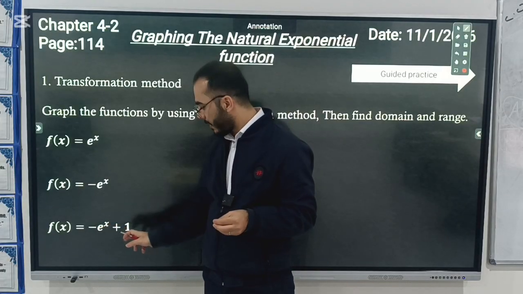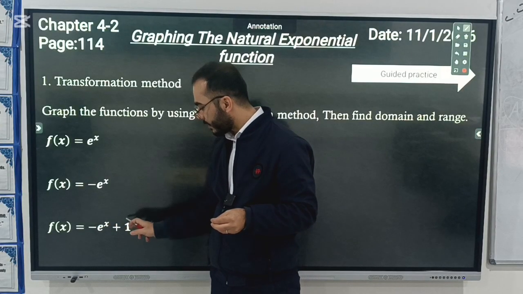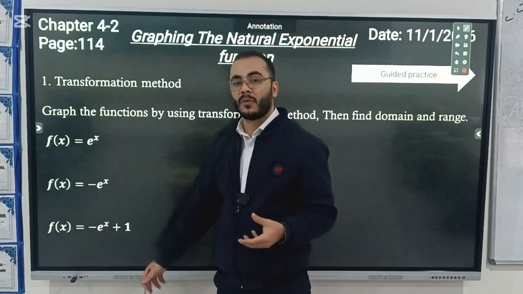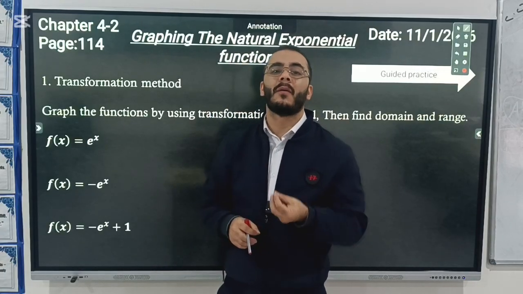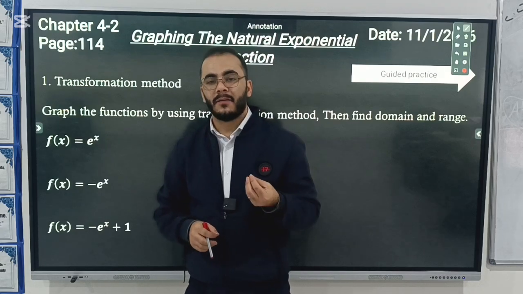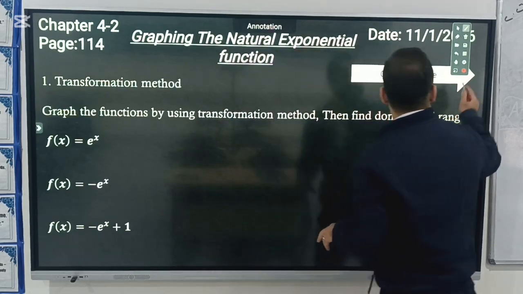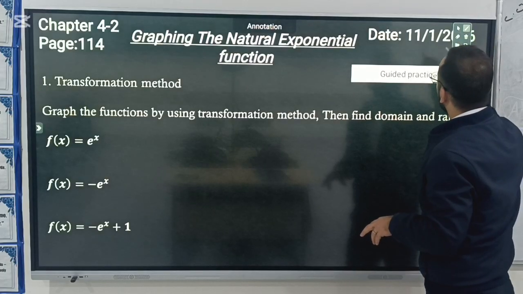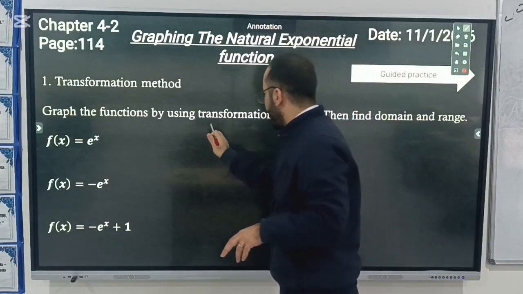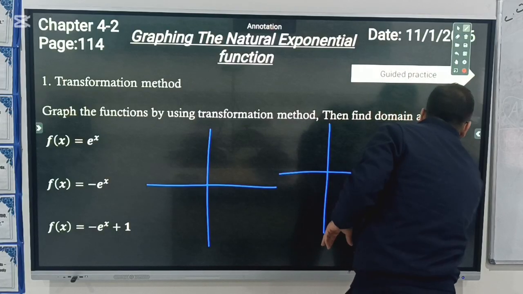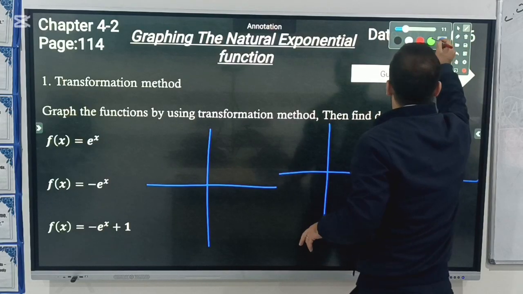Regarding the vertical transformation, if there is a different term next to e powered by x or negative e powered by x, a constant term, which is a number, let's say +1 or -1. If there is plus, we need to go upwards. And if there is a negative number, we need to go downward. Let's deal with these 3 functions. All right, we need 3 coordinate planes, and then finally we can transform them.